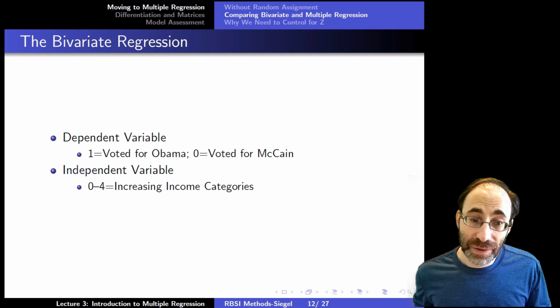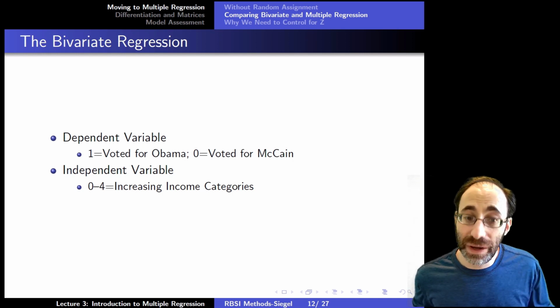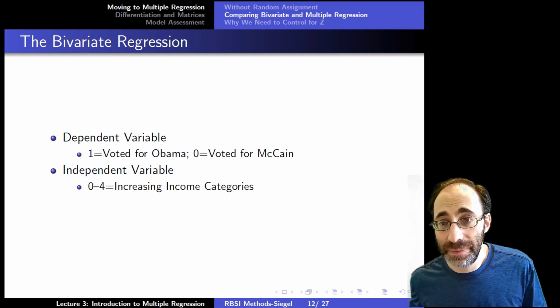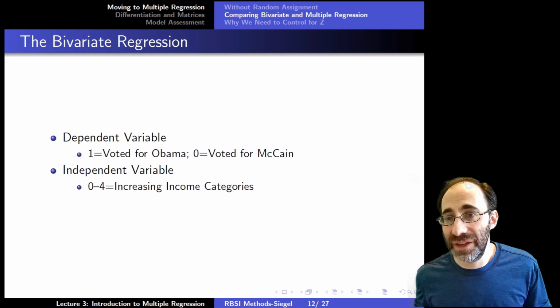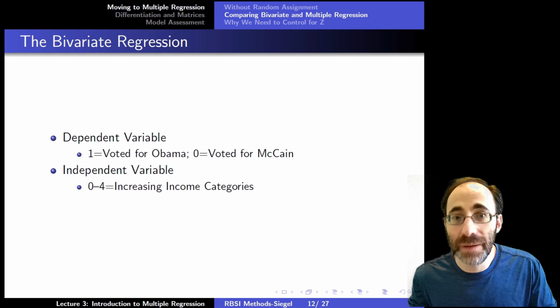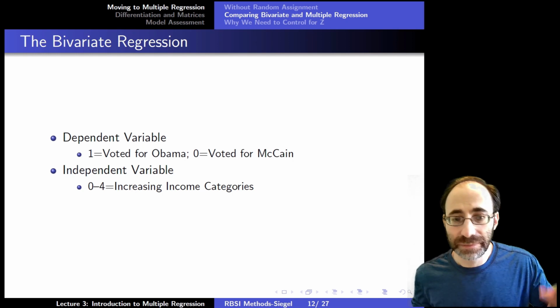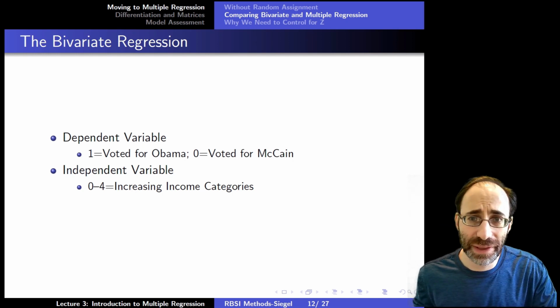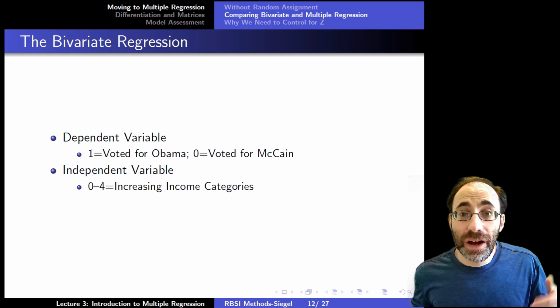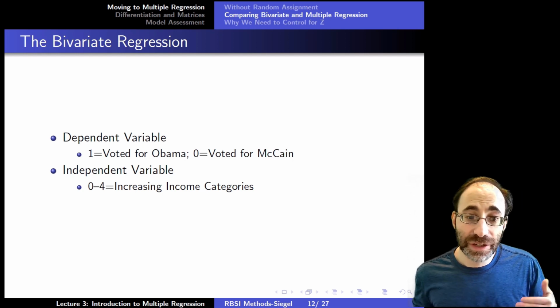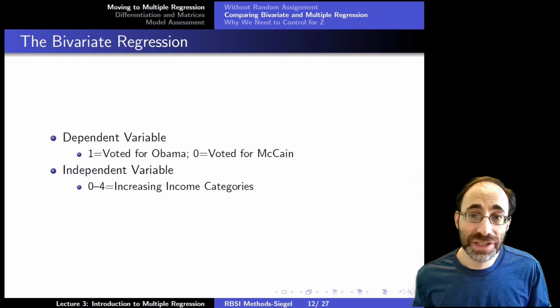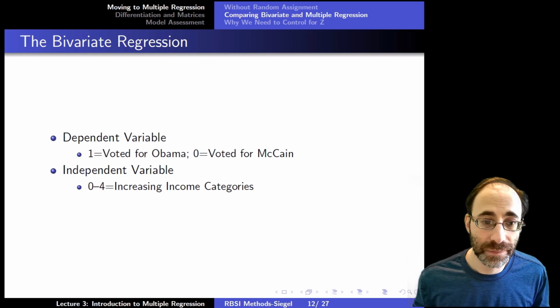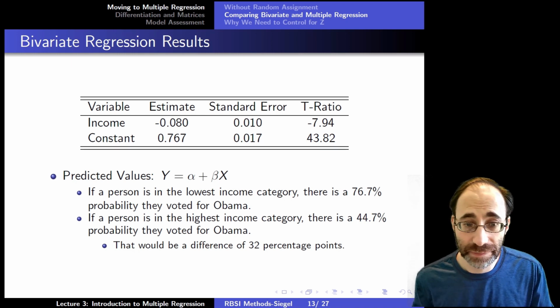So the dependent variable here is going to be voting for Obama: 1 to vote for Obama, and 0 to vote for McCain. This is technically dichotomous. There are categories. So technically, we really shouldn't do it the way we're going to do it, but we'll get to that in the next lecture. Let's just do normal OLS for now. Our primary independent variable will be 0 to 4, corresponding to increasing income categories. So this is an ordinal variable. And then we're still going to use OLS for this.